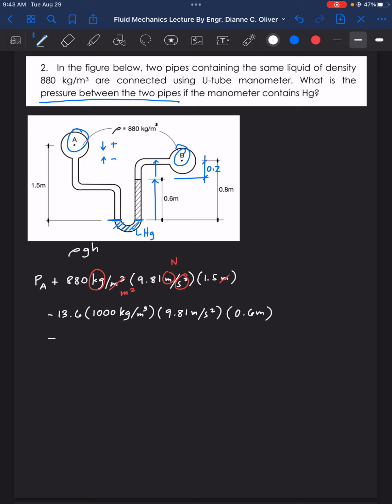Since we moved upward, that is negative. And then what is the density here? Given the density 880 kilogram per cubic meter multiplied with the acceleration of gravity 9.81 meter per second squared, and the height 0.2 meter. And then that is equal to the pressure at B. Therefore, what is PA minus PB? The difference, pressure A minus pressure at B. Okay, so what is the answer here?